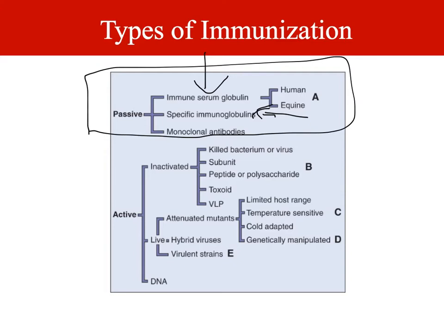So active immunization, again, falls into multiple categories, and I'll go through these more specifically. But you can have inactivated vaccines, or you can have live vaccines. Inactivated fall in a few categories. You can have killed things, you can have pieces of things, you can have parts of things, or you can have inactivated parts of things. Live falls in the category of attenuated mutants if you're doing intentional vaccination.